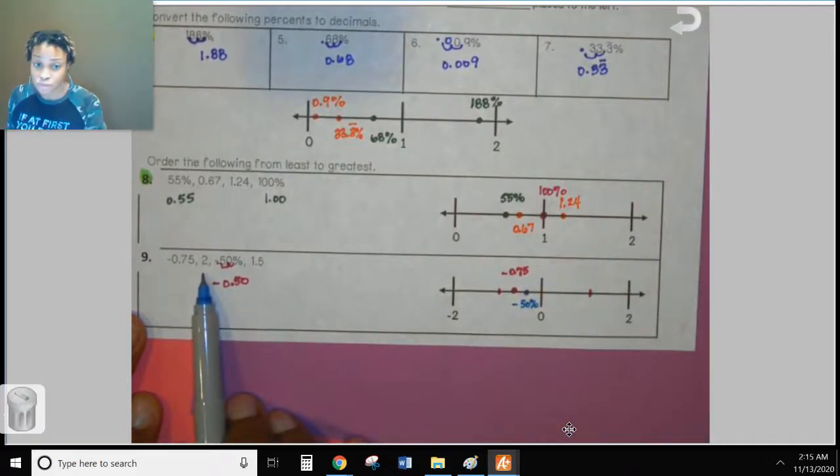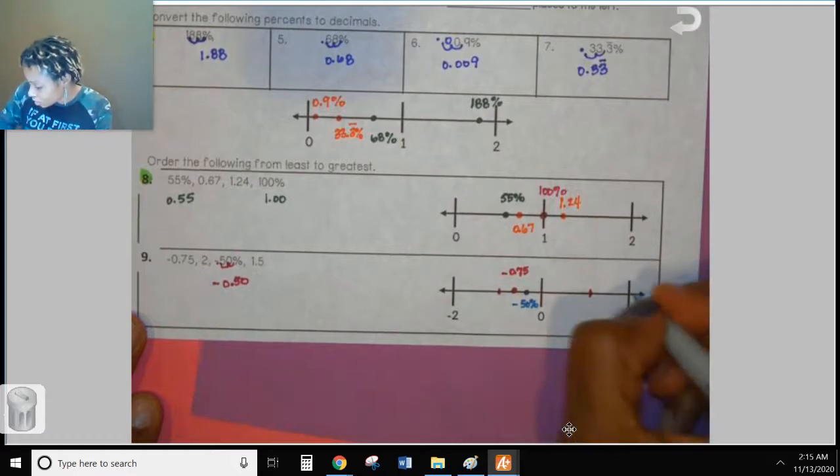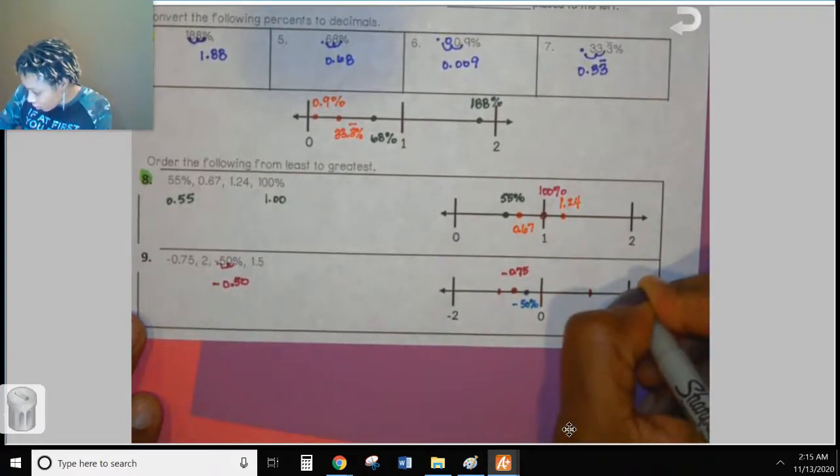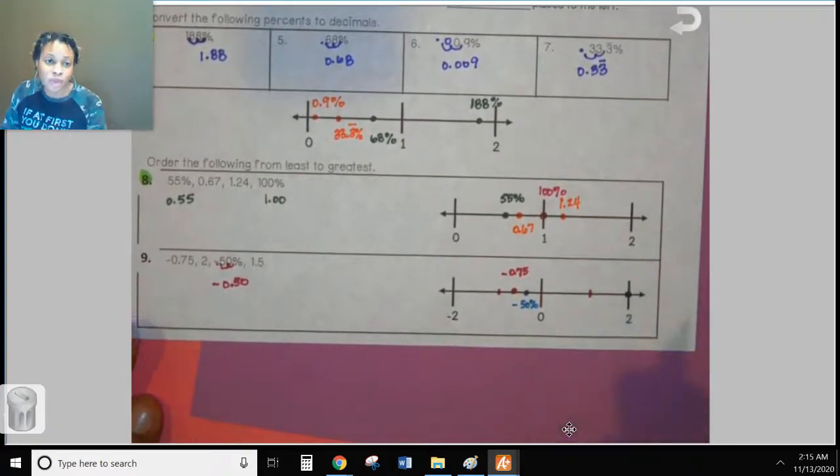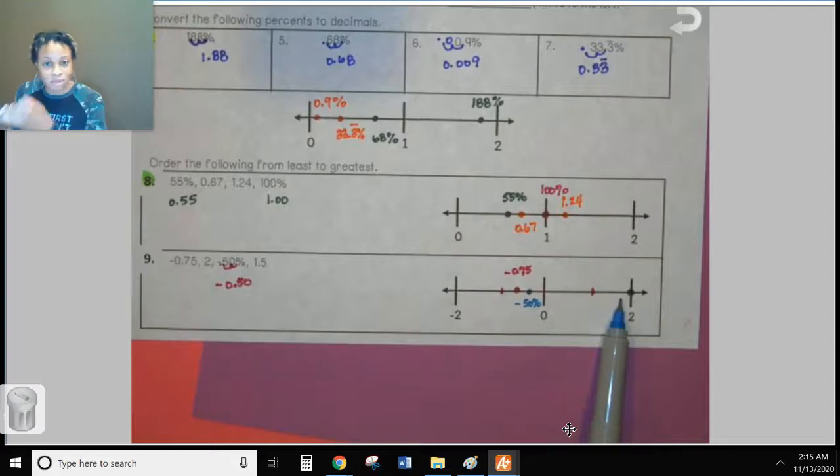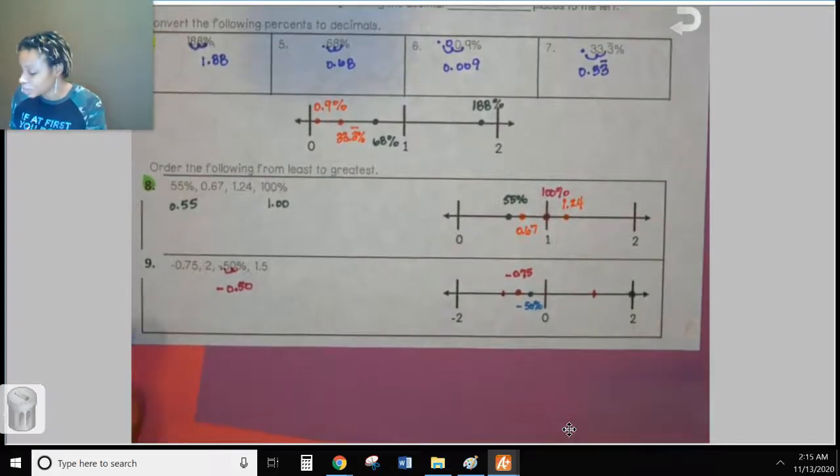Then we had 2, which is a whole number. So I'm just going to put that dot right on 2. Make sure when you're locating on the number line, you're putting it on the number line. It's not above, it's not below. I'm making that connection right there, the intersection.